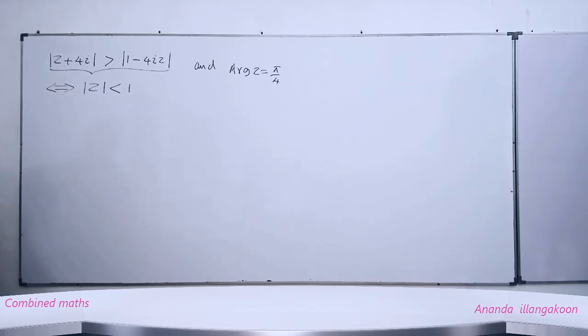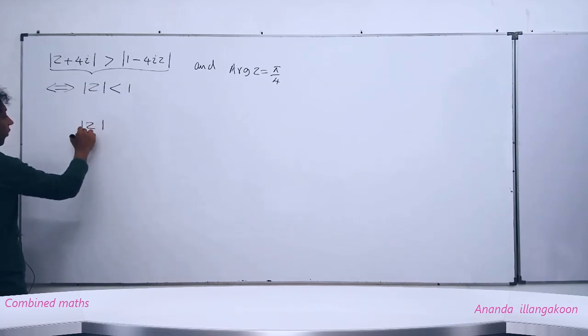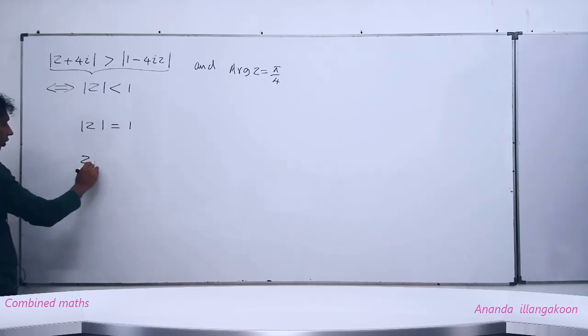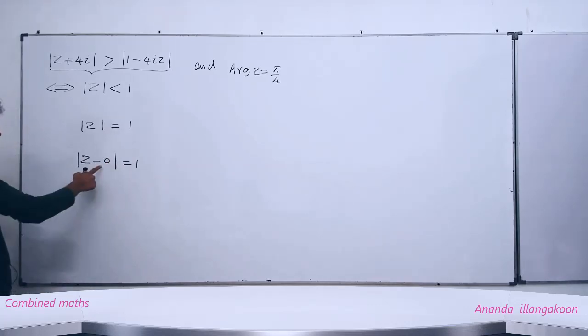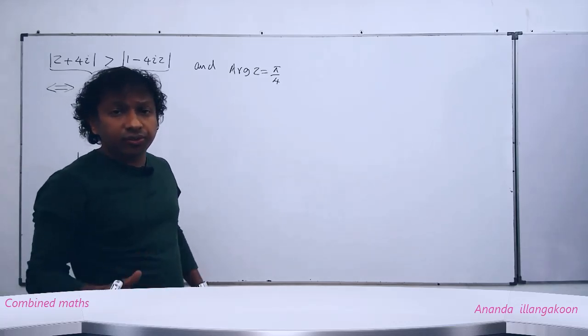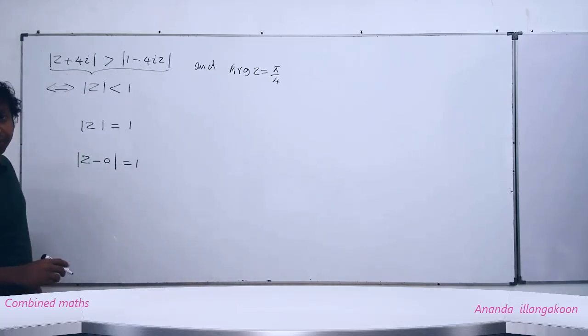Now, what is this region, people? First, ignore this less than sign. Instead of that less than sign, put an equal sign. Mod z equals 1. People, you can think of it like this: z we can write as z minus 0, no? Z minus 0 mod is nothing but mod z equals 1. What is this, people, really? When z is a variable complex number, mod of z minus 0 equals 1 means what? It's a circle of radius 1 with center at O, the origin, like this.